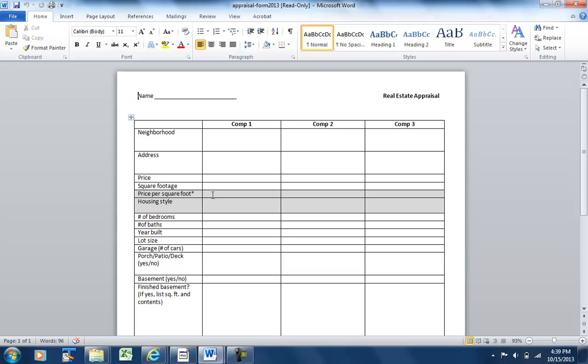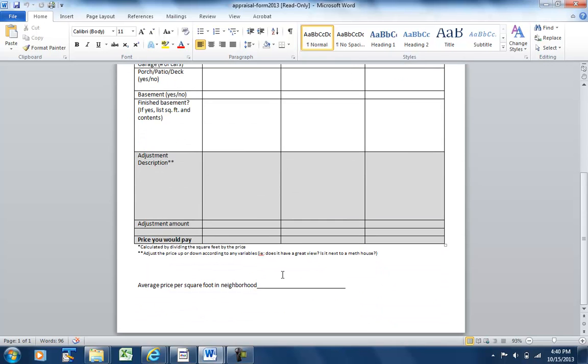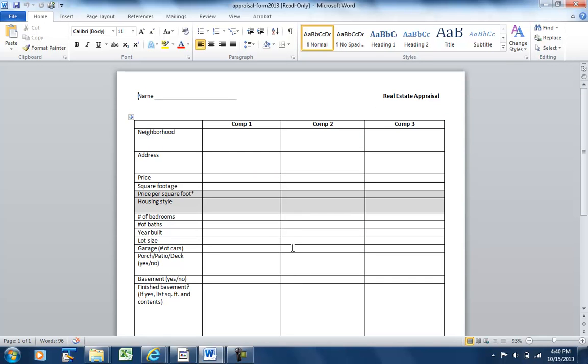The price per square foot you find just by dividing the price by the square footage. That's going to be important because you're going to average those together down here for an average price per square foot in the neighborhood, which is how you will price your house. That's not the final price of your house, but that's what you should be able to at least get.